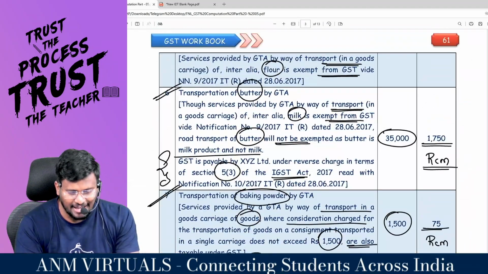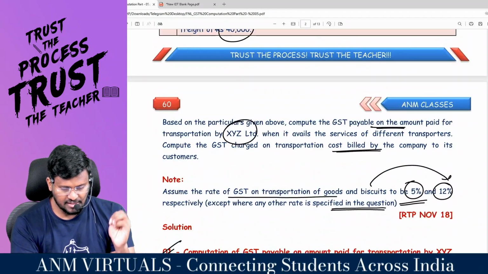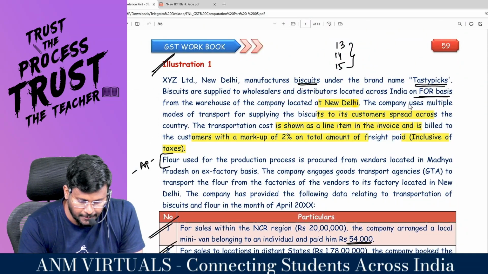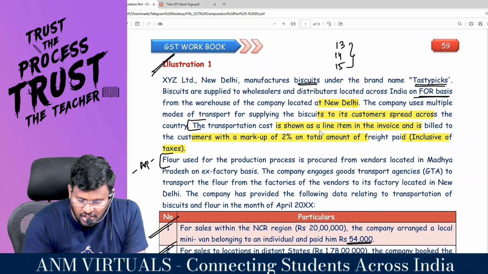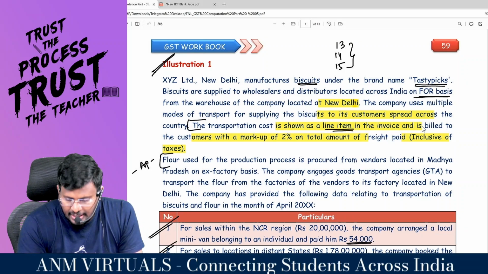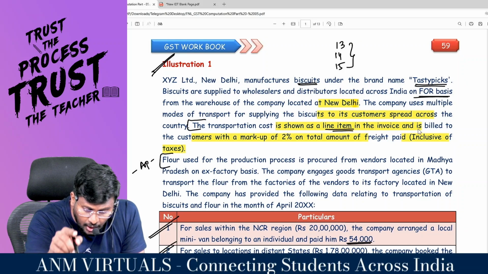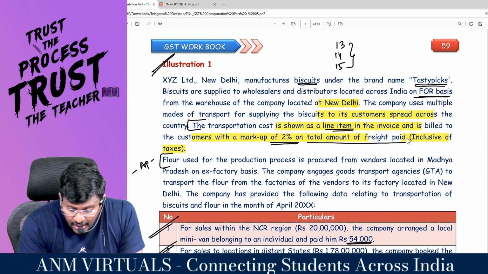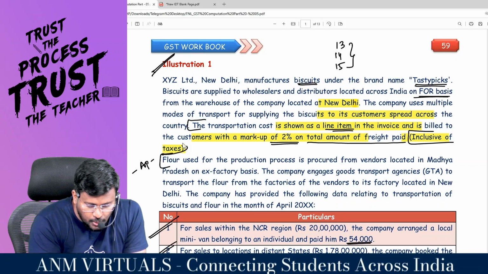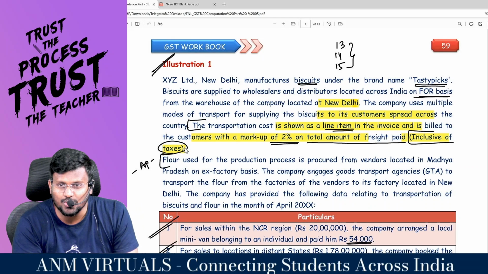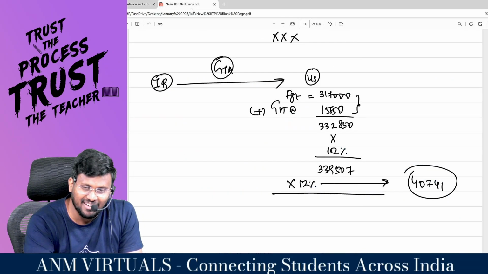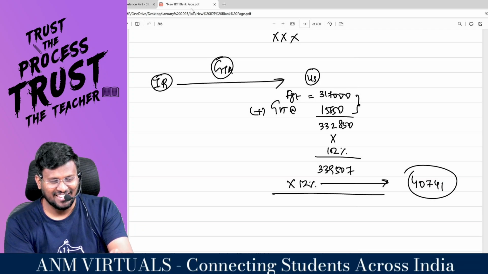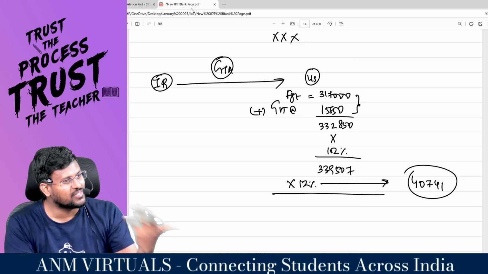40,741. Read the line in the question, that's the highlight. The transportation cost is shown as a separate item in the invoice and is billed to the customer with a markup on the total amount of freight paid, inclusive of taxes. Inclusive of taxes, that is our company's approach. Actually, this amount can be taken as ITC, so there is no need to include it in the value of supply.